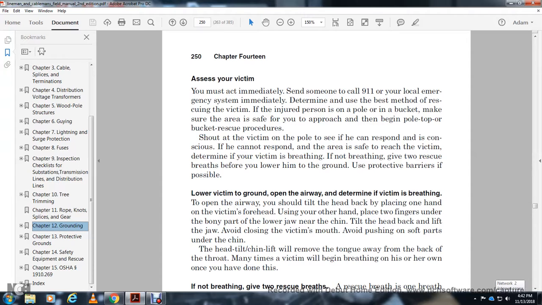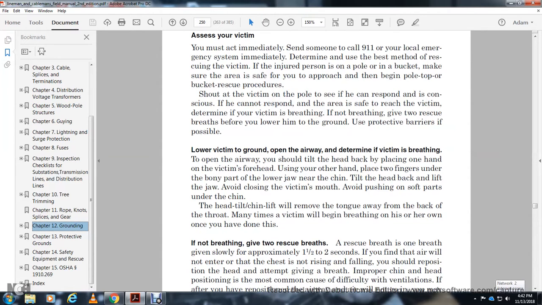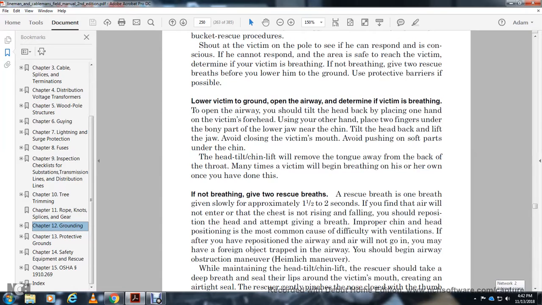Shout to the victim on the pole to see if he can respond. If conscious, he can respond, and the area is safe to reach the victim. Determine if the victim is breathing. If not breathing, give two rescue breaths before lowering him to the ground. Use a protective barrier if possible. Lower the victim to the ground. Open the airway. Determine if the victim is breathing.